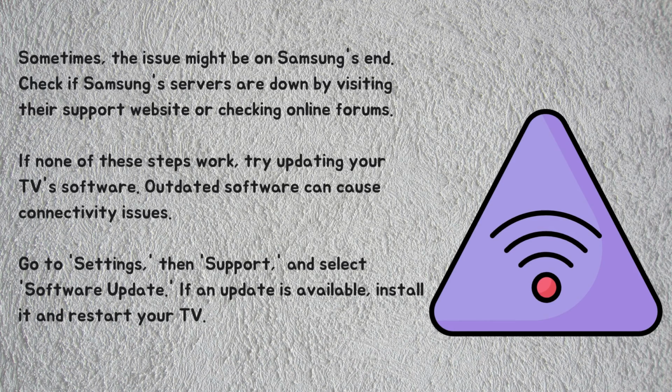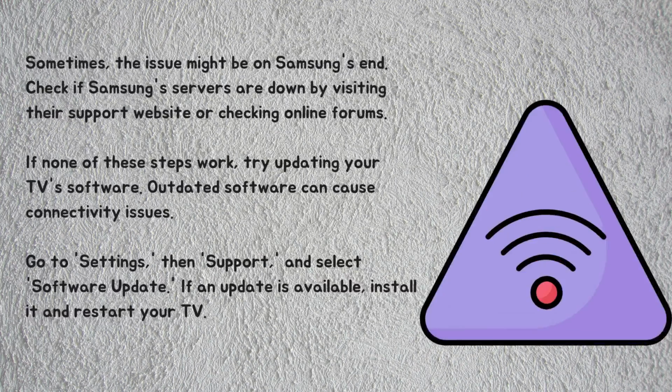If none of these steps work, try updating your TV's software. Outdated software can cause connectivity issues. Go to Settings, then Support, and select Software Update. If an update is available, install it and restart your TV.